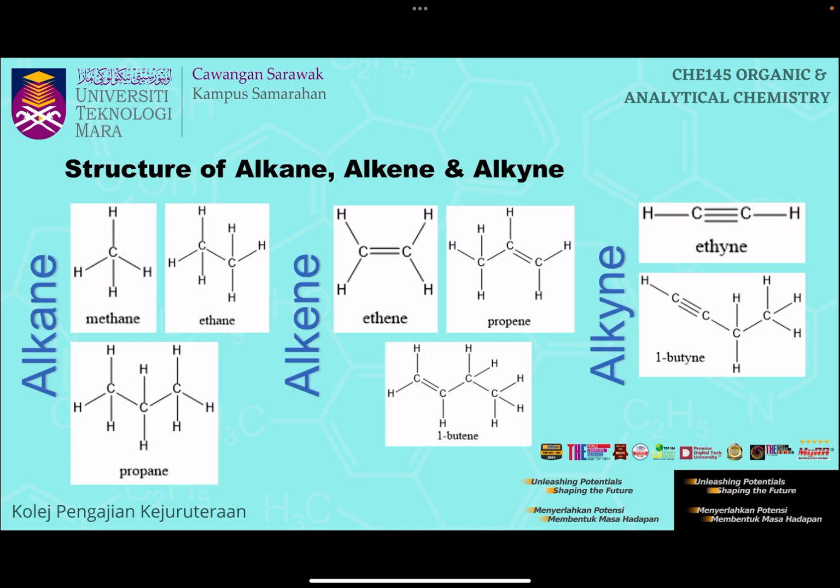Okay, now we go into the structure of alkane, alkene, and alkyne. We already talked about it. Alkanes are basically all saturated. You see they're all single bonds, especially between the carbons. And for the unsaturated, you have ethene, C double bond C, and then alkyne, you have C triple bond C.